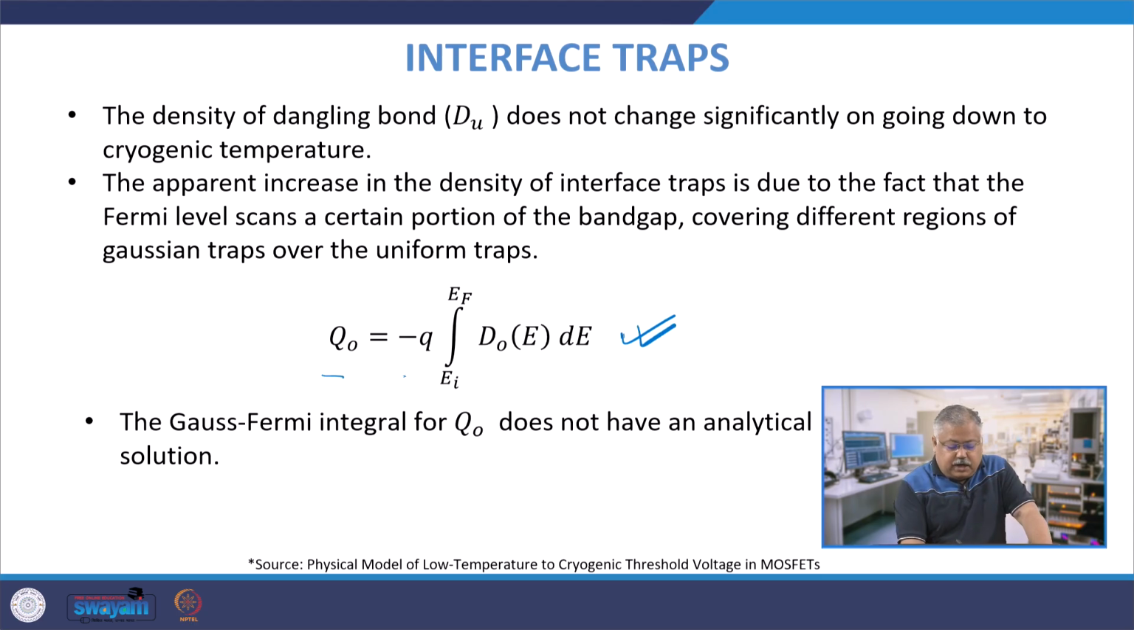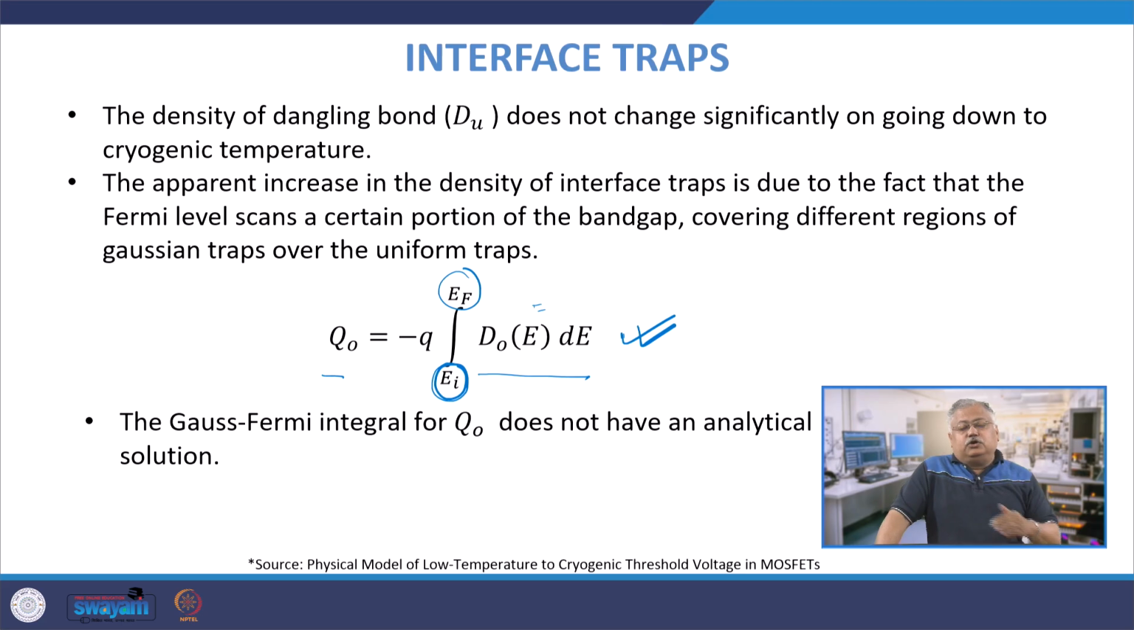Q0 equals minus Q times the integral of D0 dE, which we integrate from the intrinsic Fermi level to the Fermi level which we see, right. And this D0(E) is considered to be Gaussian in nature, right. So, there will be a fixed term and there will be an exponential term. The fixed term can be brought outside the integral and the variable term can be integrated in a sense. Now, typically this integral does not have an analytical solution. There is a numerical solution of course, but there are no analytical solutions because of non-integrability of the system, right.